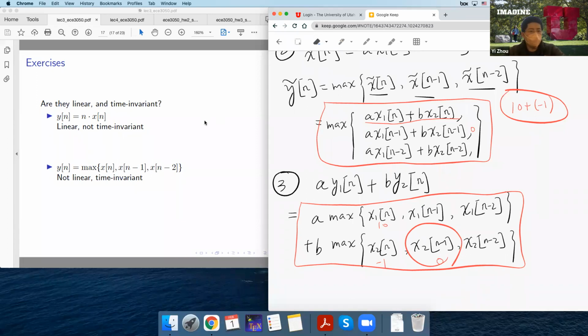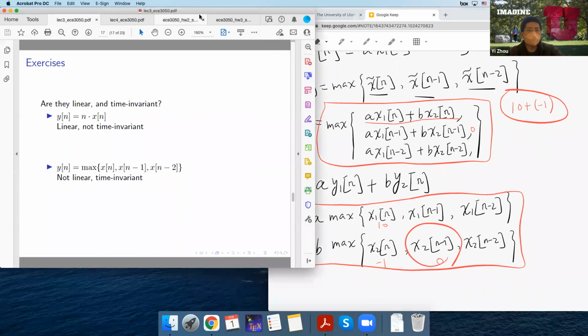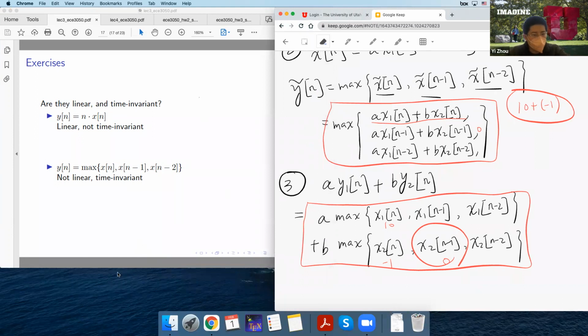So this shows that the system is not linear. One comment. Okay, the question is, would B have to be inside the second function in case B was never negative? So here, I think by the definition of linearity, B has to be outside the maximum.